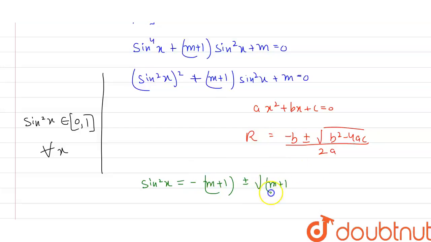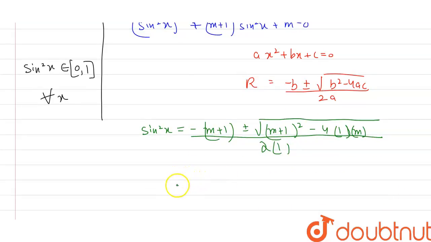minus 4 times a, which is 1, times c, which is m. This is all under the root, and divided by 2 times a, which is 2 times 1. So this becomes -(m+1) plus or minus, and the under root part we have to solve out.